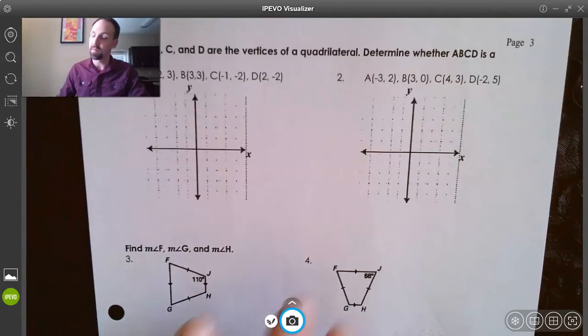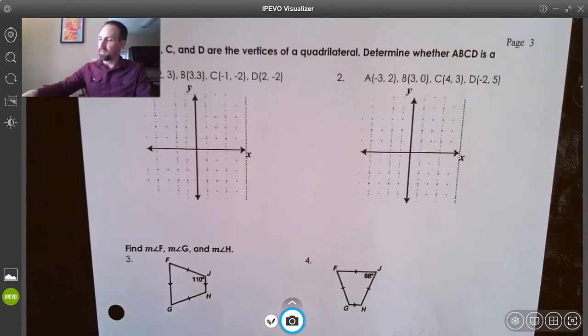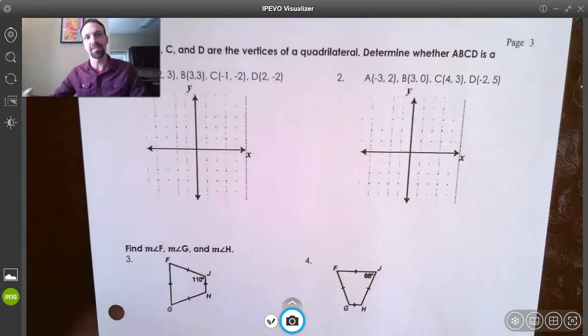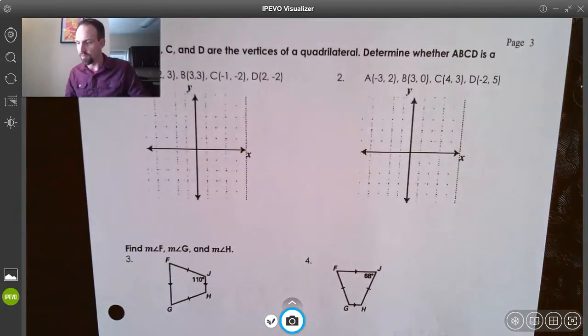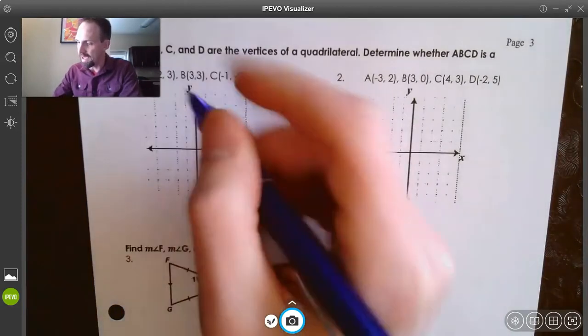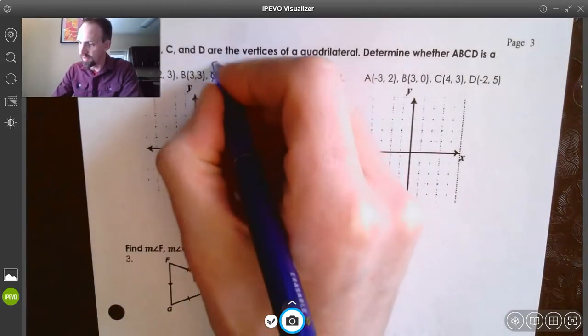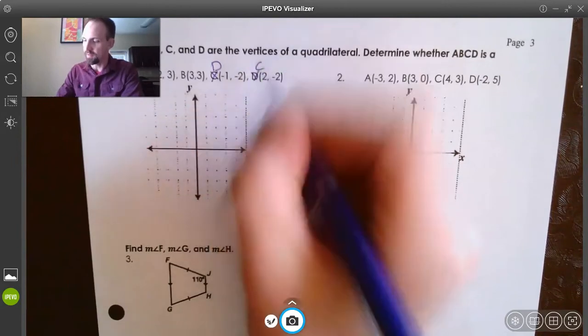Hi friends, today we're going to be looking at the examples for the Unit 3 Day 5 homework. This one talks about deciding whether the points in these two examples make trapezoids. The only change that you need to make is just this part for A. D is actually this point, and then C is actually this point.